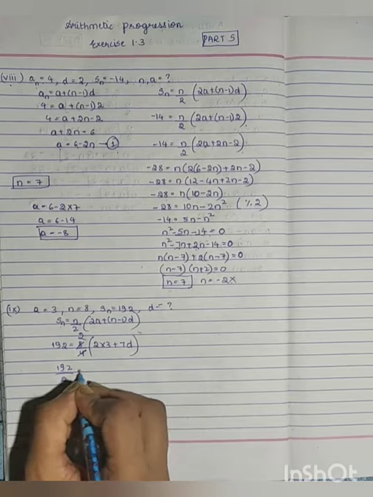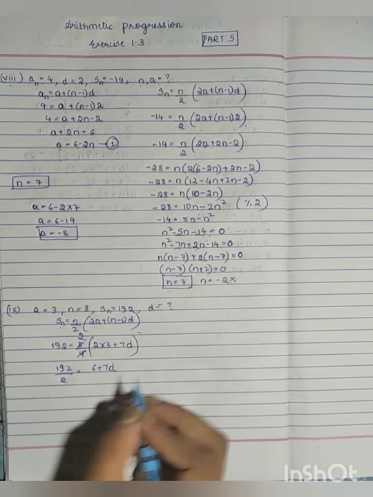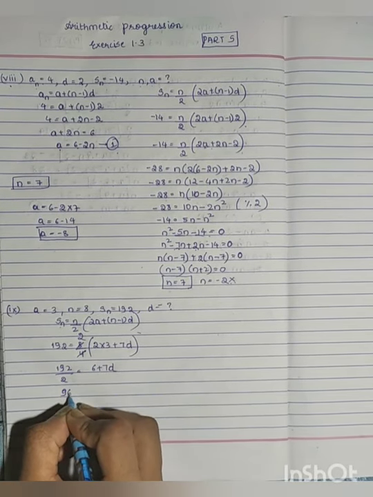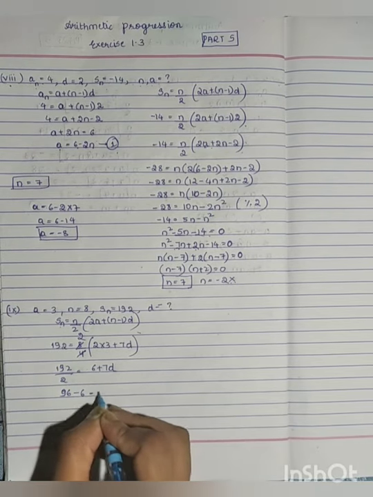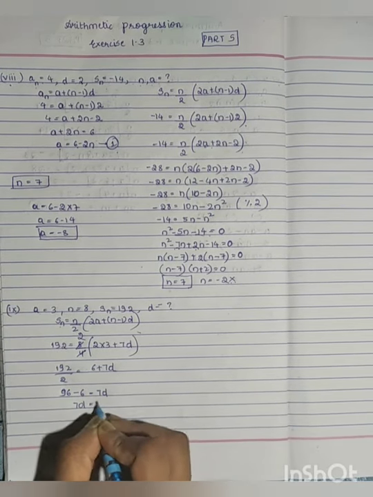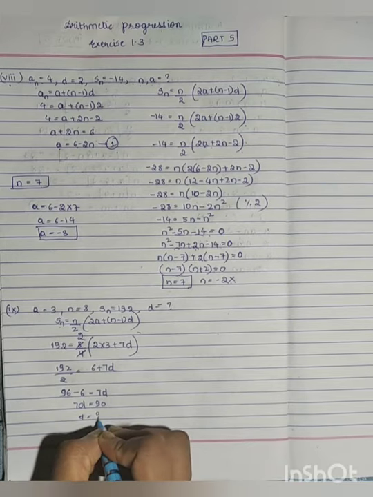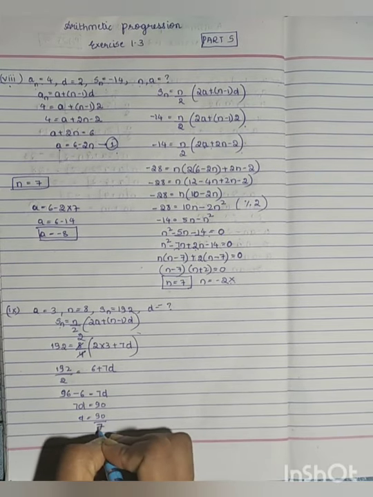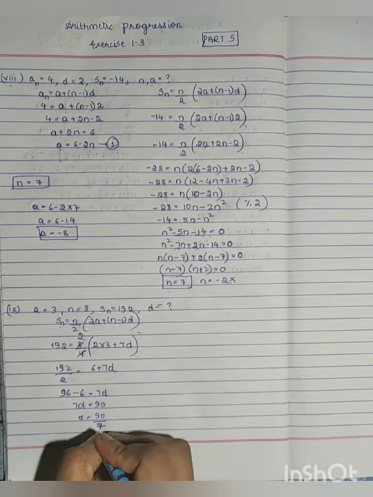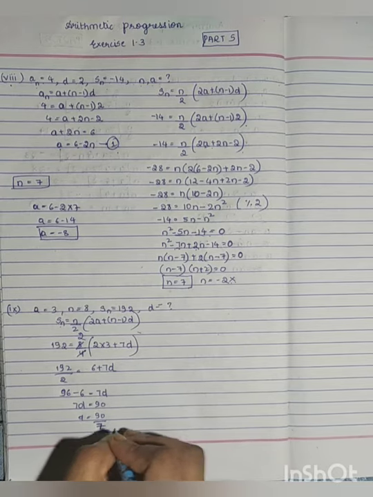192 divided by 2 is equal to 6 plus 7d. 96 minus 6 is equal to 7d. 7d is equal to 90, and d is equal to 90 upon 7. So this is the final d. Common difference here is d.